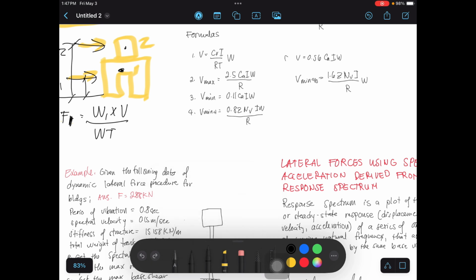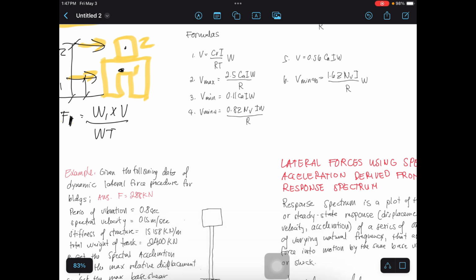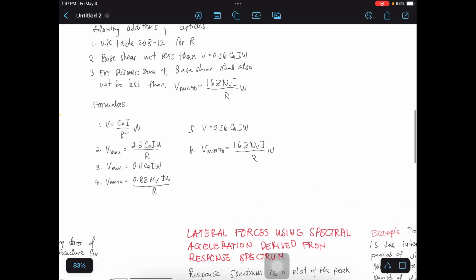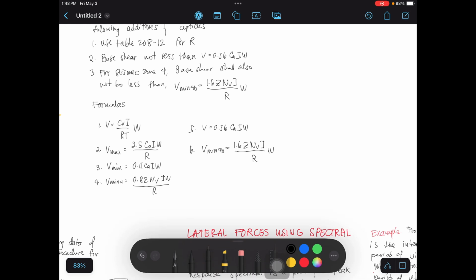So, meron tayong total na 6 formulas for non-rigid and non-building structures. So, note then na meron kang dalawang V minimum kapag nasa zone 4 ka, mga additional to. At kung i-observe mo, parehas tong formula na to. Ang pagkakaiba lang nila ay yung coefficient na 1.6 and 0.8.